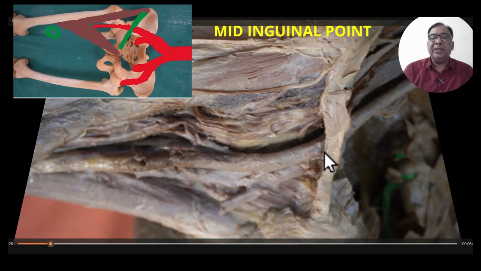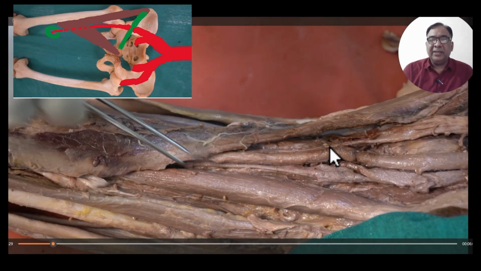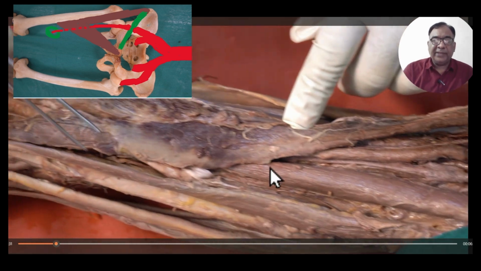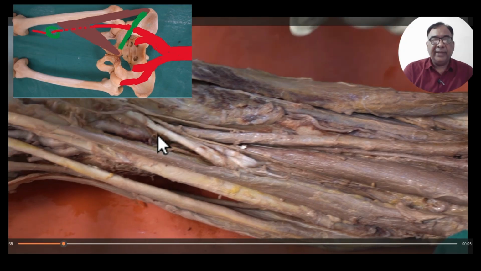Here, femoral artery begins behind the inguinal ligament at the midinguinal point. This is femoral triangle. The lateral boundary of femoral triangle is formed by sartorius muscle, the medial boundary is formed by adductor longus muscle and the base is formed by inguinal ligament. Here in femoral triangle, femoral artery runs downward and reaches the apex. This is apex of femoral triangle and then it runs in adductor canal.